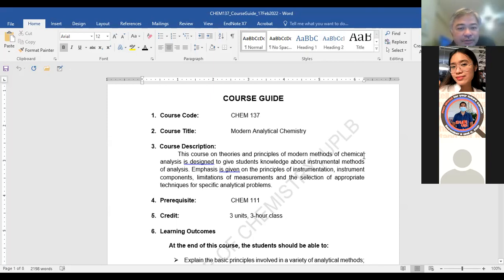So the course description here is: this course on theories and principles of modern methods of chemical analysis is designed to give you knowledge about instrumental methods of analysis. So emphasis is given on the principles of instrumentation, instrument components, limitations of measurements, and the selection of appropriate techniques for specific analytical problems. So maybe the most important word here is the word modern, because you already get this so-called analytical chemistry. Maybe it's not really analytical chemistry.